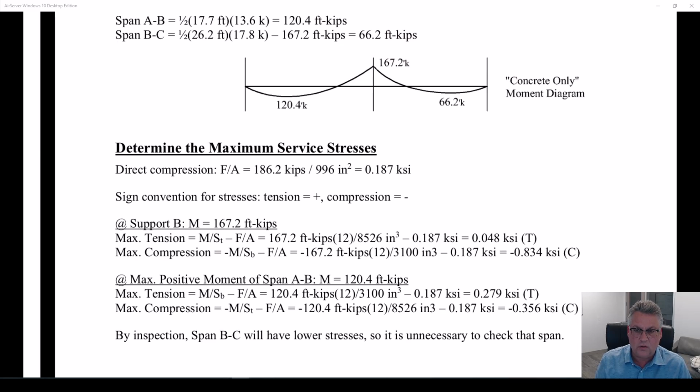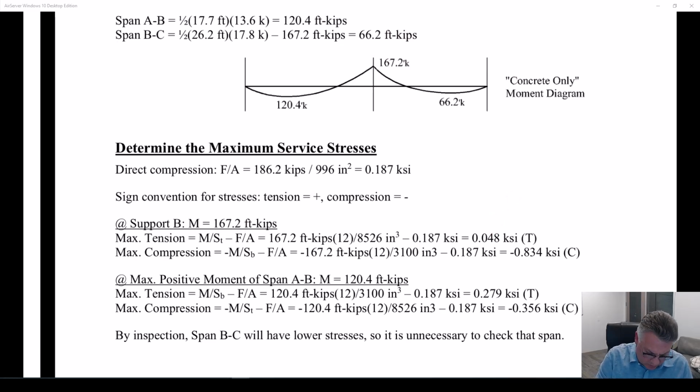Now be careful, because you may do this calculation and find out that you're in compression. That happens all the time. If this F over A component is greater than the M over S component, even though the moment diagram is telling you to expect tension, you may get a compressive stress. It's just if F over A is bigger than M over S. In this case, that's not the case. We still have tension on the top.